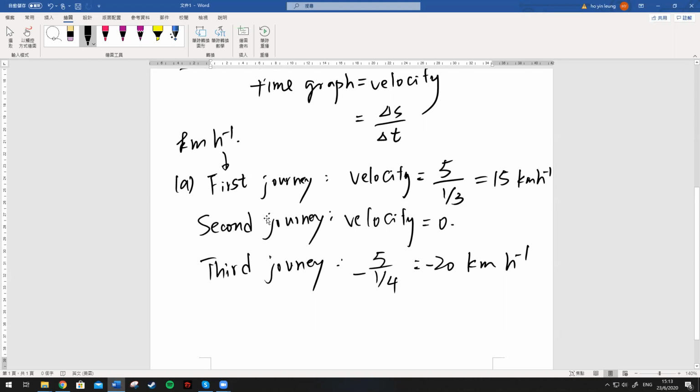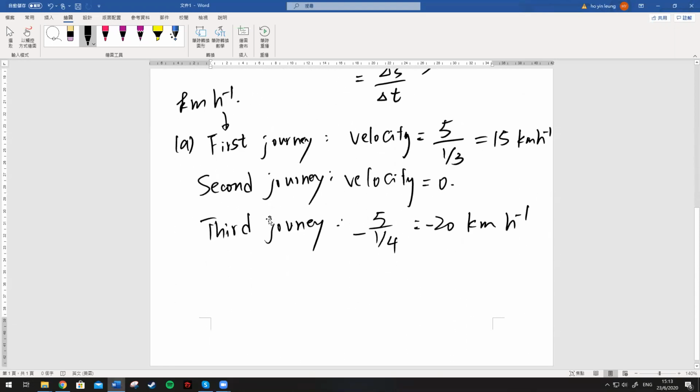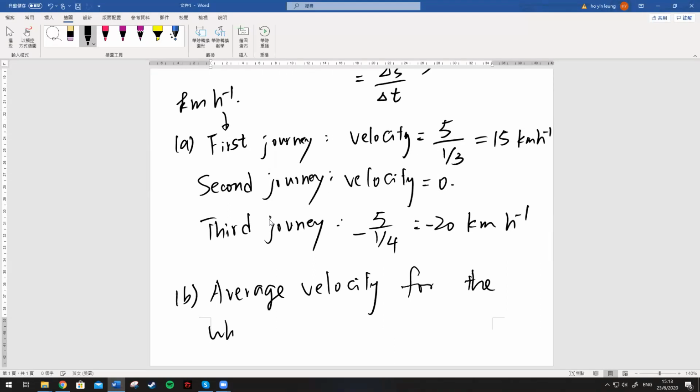And then so part A is finding velocity. Part B, we're looking for the average velocity over the whole journey. Okay. Velocity for the whole journey. So how can we find the average velocity for the whole journey?